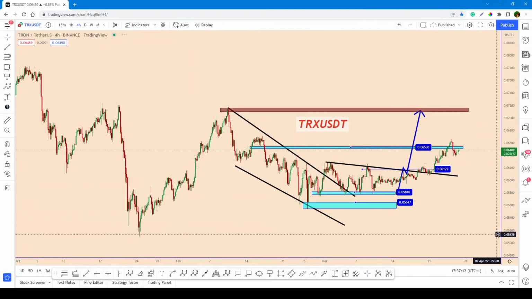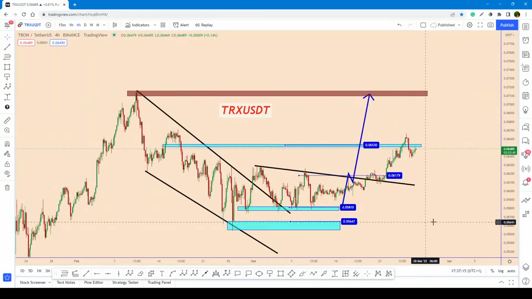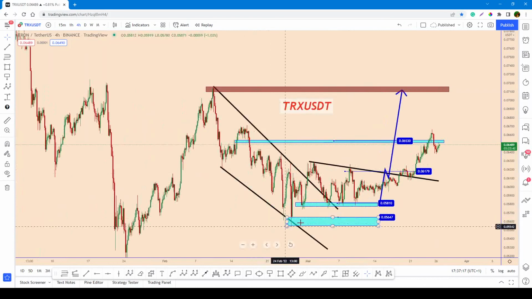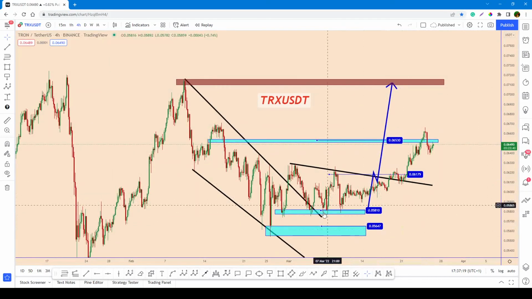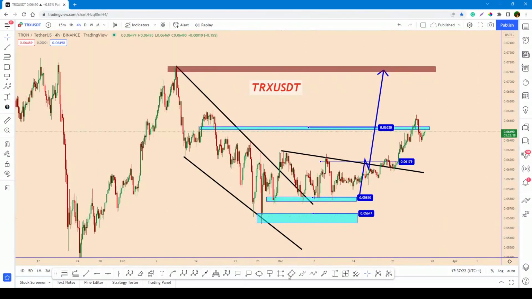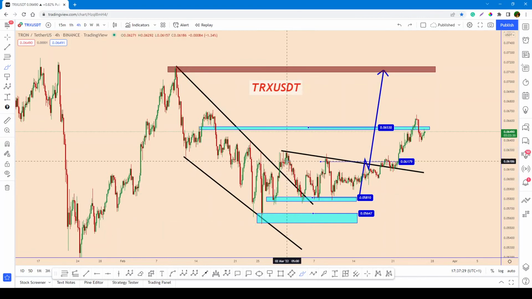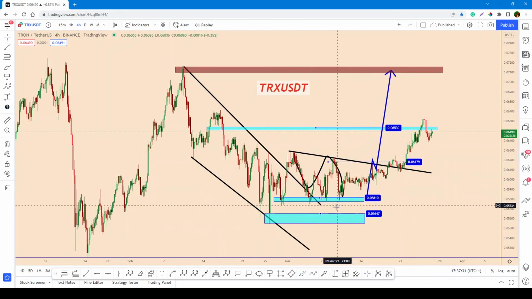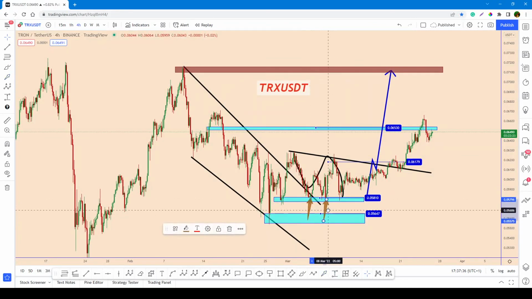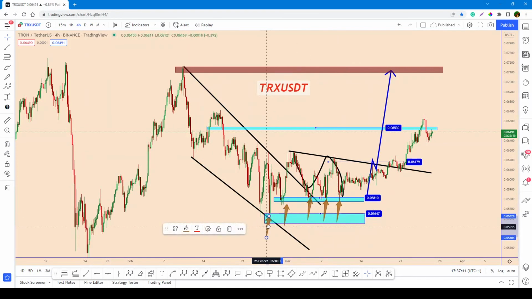Tron is one of the altcoins that we shared in the group as well. It performed very well. So look at the structure. I'm leaving this only on the 4-hour time frame. We can see that price broke out from this wedge here. We saw several retests of the structure. Look at how price created these structures here. So these are all structure areas, and after that the price continued higher from the lower point.